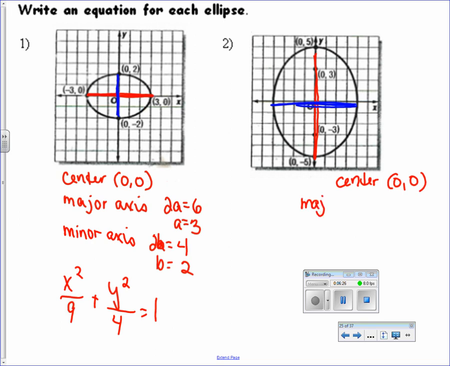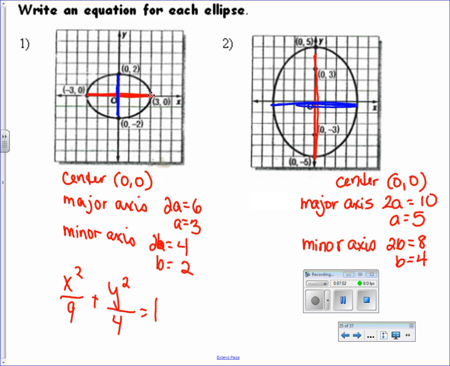So my major axis is going to be this way. So then I have to figure out, well, how many units is that? So if this is at 0, 5 and this is at 0, negative 5, how long is it? 10. So therefore my a is going to be, how long? 5. Then my minor axis is the other direction. And so this one is going to be 8 units long. So 2b equals 8. Therefore b is 4. So now I'm pretty much ready to write my equation.